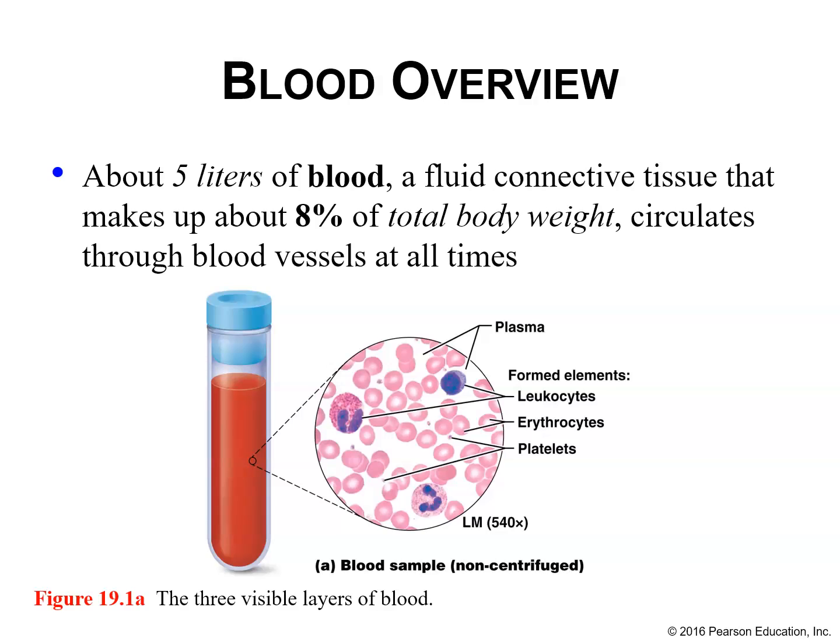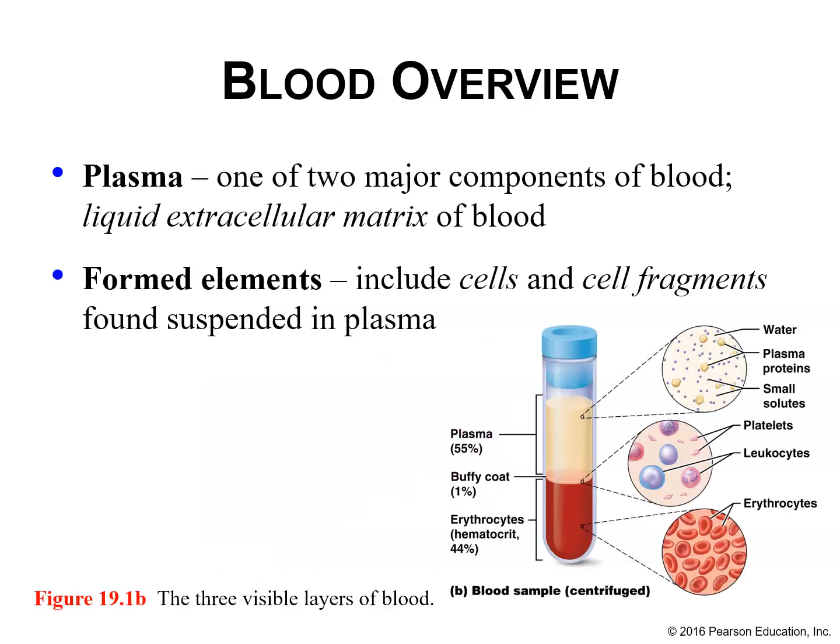And when you take blood from the body, let's say, you'll get what we call a peripheral blood sample, and it can be spun down. Once it's spun down or centrifuged, the blood will separate into its individual components. One of these components is called the plasma. It's basically what we refer to as the liquid extracellular matrix of the blood.